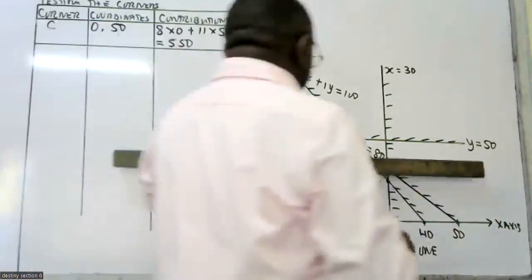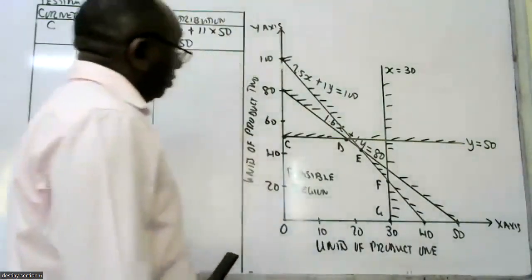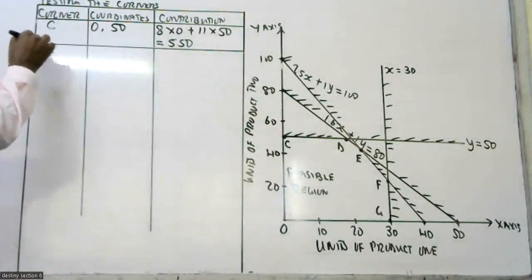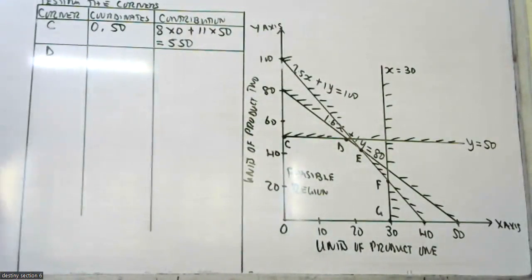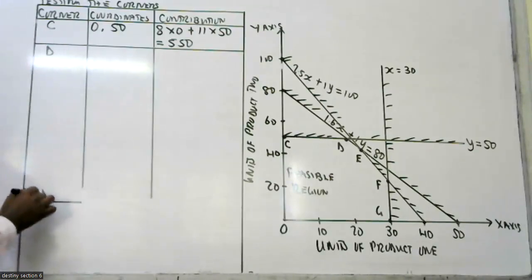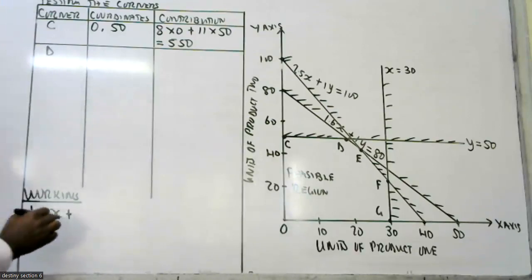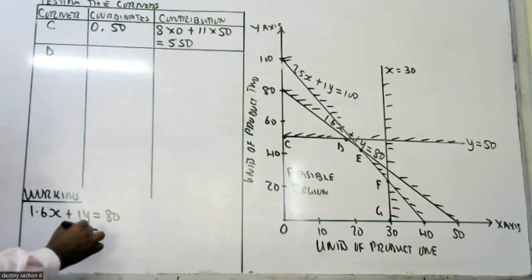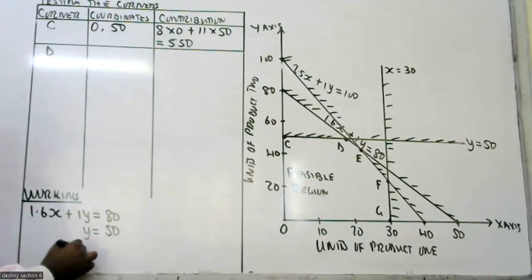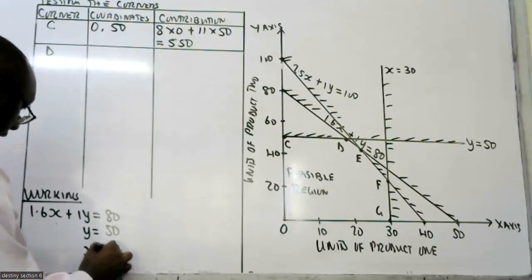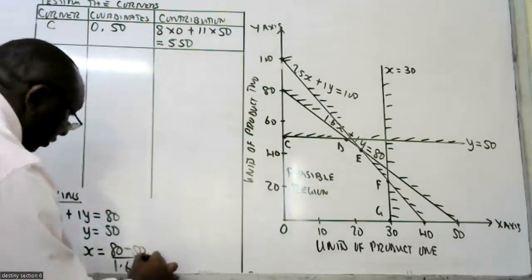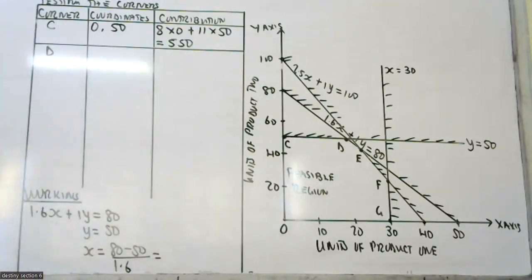When I go to corner D, we need to solve corner D. Now corner D, in solving it, as part of our workings, is made by this line 1.6x plus 1y is equal to 80, and then y is equal to 50. So if y is equal to 50, then x should be 80 minus 50, divided by 1.6. That's how I should get my x. I'm getting 18.75.